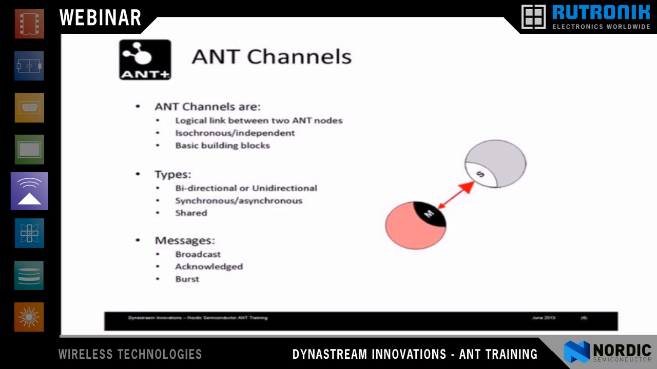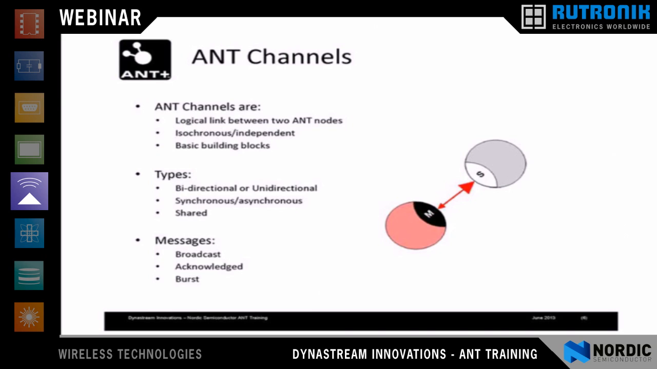So ANT channels. You can see the diagram. We have a master and a slave. In the ANT world, master and slave means something slightly different. The master in our world is the transmitter. It defines the channel. You may have a device with 8 separate channels. Each of those channels is completely unique and can be a master or a slave if need be. It's the logical link between the two nodes.